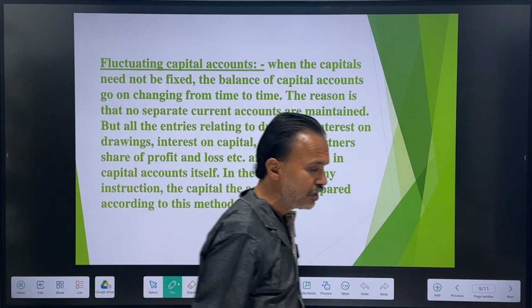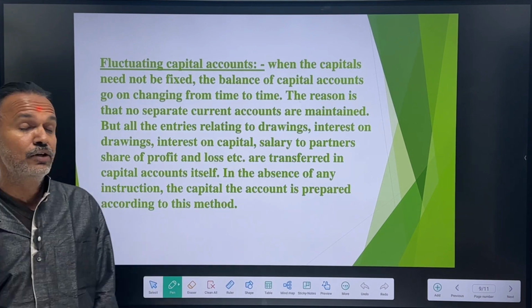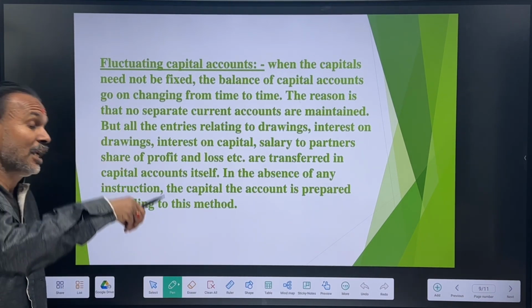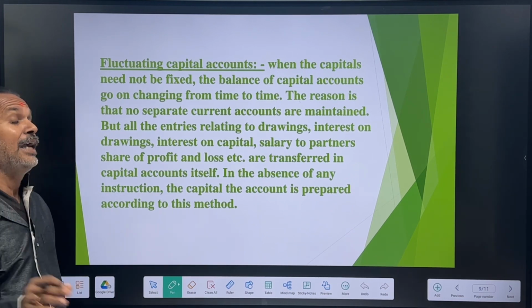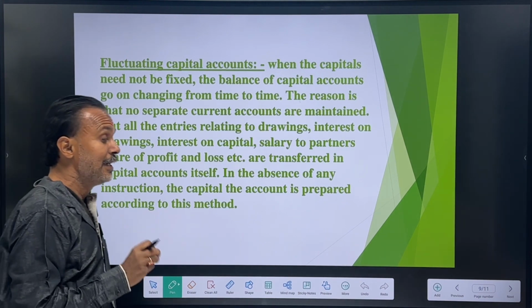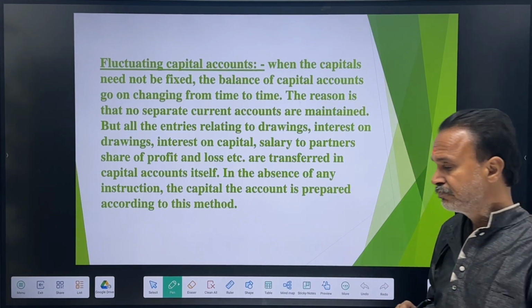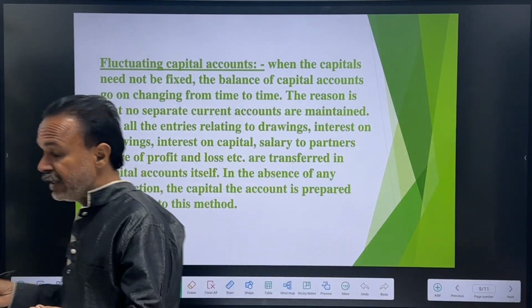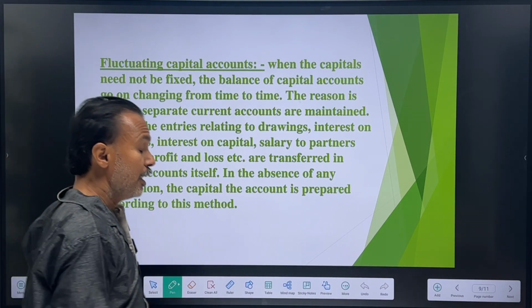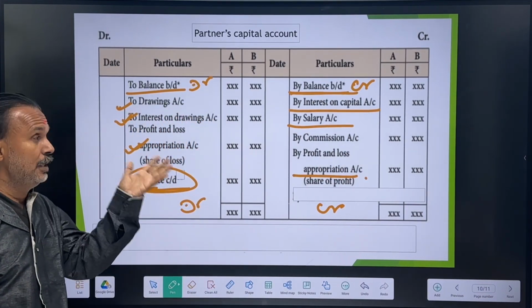Next, the fluctuating capital account. In the case of a fluctuating capital account, the original capital invested by the partners in the firm does not remain constant. It changes from time to time, and all entries relating to drawings, interest on drawings, salary, commission, and profit are transferred in the capital account itself. In other words, in the case of a fluctuating capital account, we prepare only one account, and that account is called the partners' capital account. Or if we merge the fixed capital account and the partners' current account, then we find the fluctuating capital account. And the format of the fluctuating capital account is as follows.